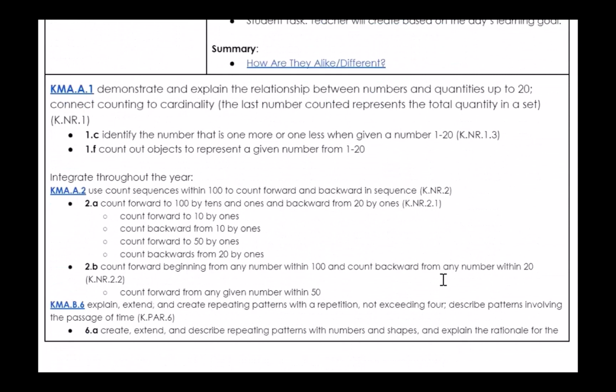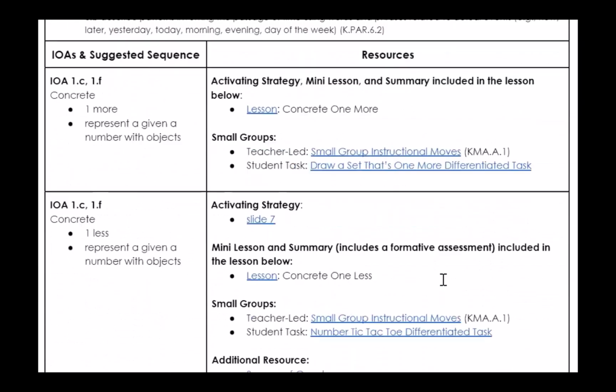IOA 1C is paced next. The suggested pacing for this is about 3 days, 2 of which are at the concrete level as we introduce what it means to be one more and one less. This is paired with IOA 1F as the number which is one more or one less will be represented with a set of objects.